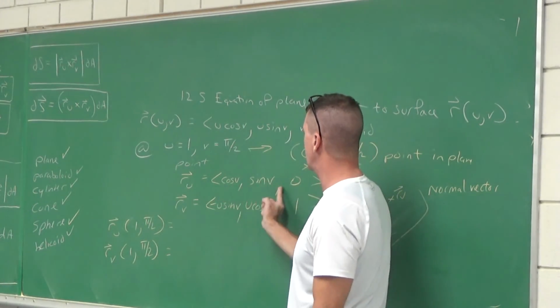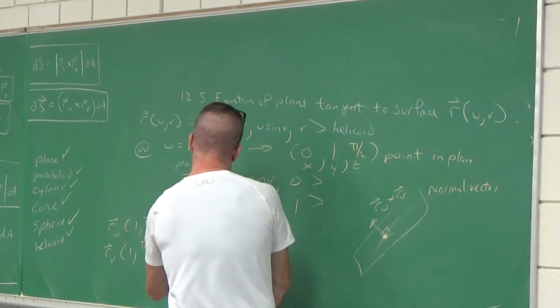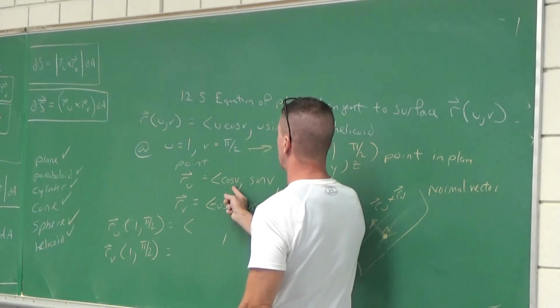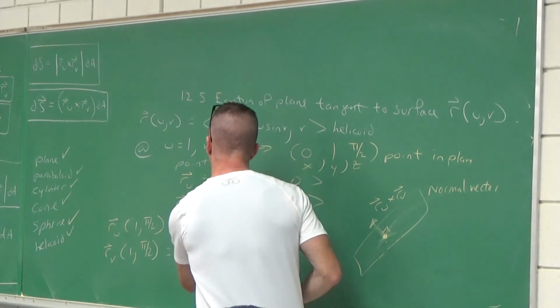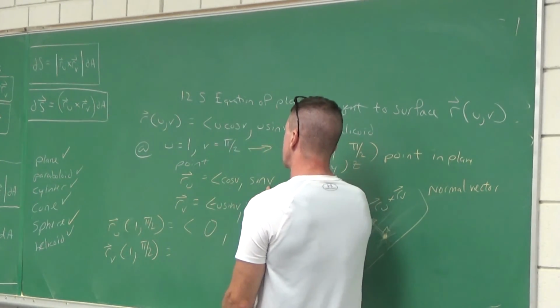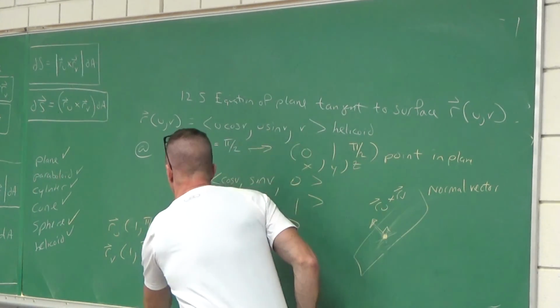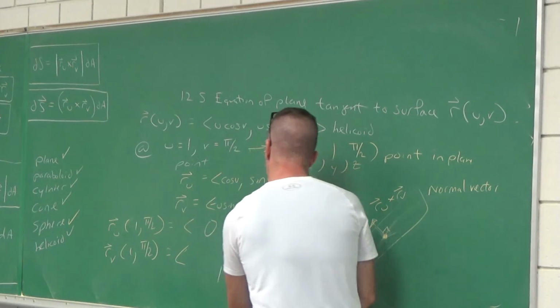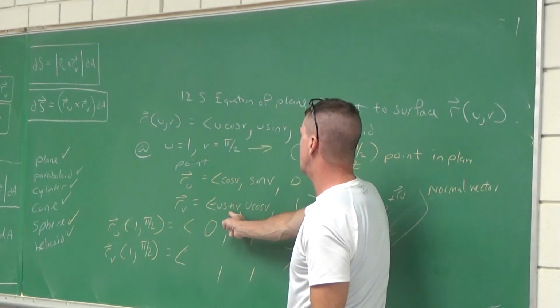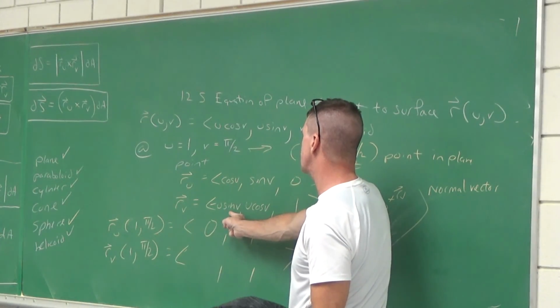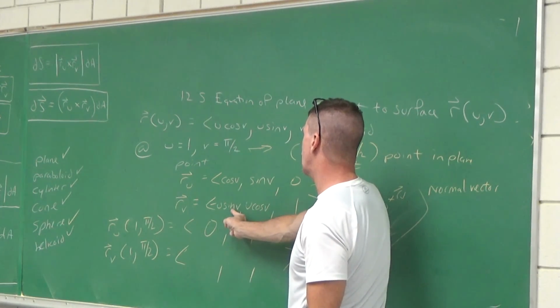So I'm going to plug a 1 and a pi over 2 in there. What do you get? Cosine of pi over 2 is 0. Sine of pi over 2 is 1. And this was a 0. Now do R sub v. I'll just substitute them in there into the tangential vector at that point. What's negative 1 times sine of pi over 2?